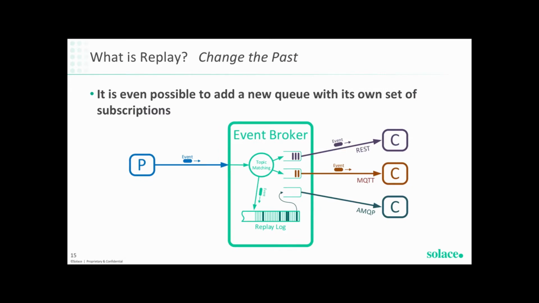Not only that, but a brand new consumer could be added. It could then register its set of subscriptions, and instead of going live immediately, it could choose to start its delivery in the past. That consumer's subscriptions will select all the events with matching topics that have been received by the broker since the requested time. These events will be sent to the consumer in advance of switching to live delivery. All other consumers carry on with live delivery, completely unaware of this new consumer.